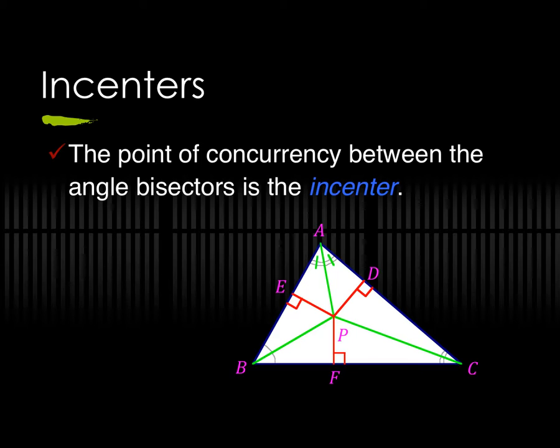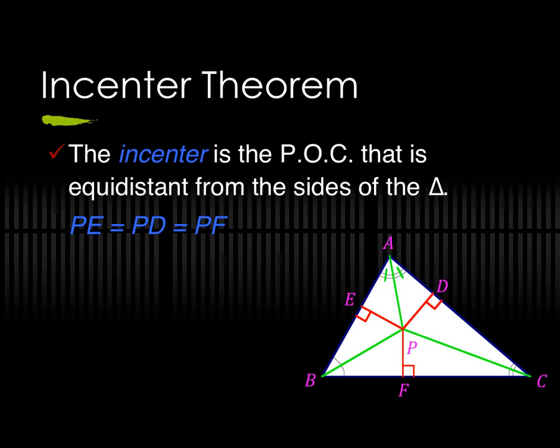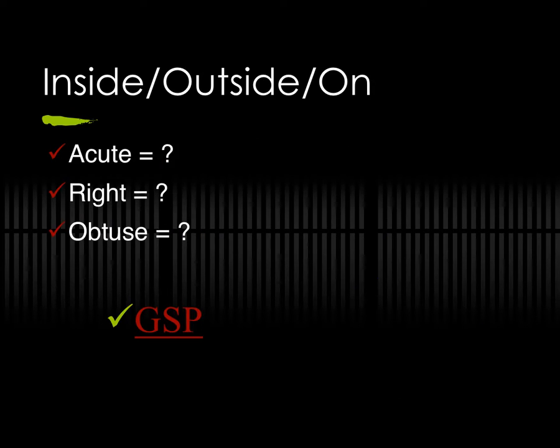Oh, well, before I click. Acute triangle, incenter's inside. What if I make the triangle obtuse? Where's the incenter going to go? Outside, good guess. What if it's a right triangle? On, where? Any idea where on? Midpoint of the hypotenuse. Okay, well, let's take a look. Come over here again.